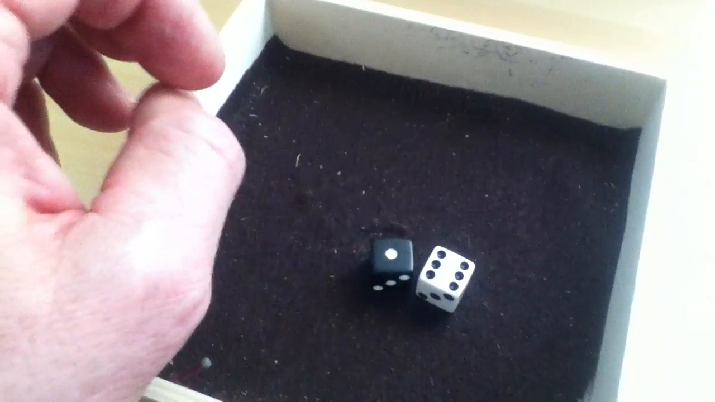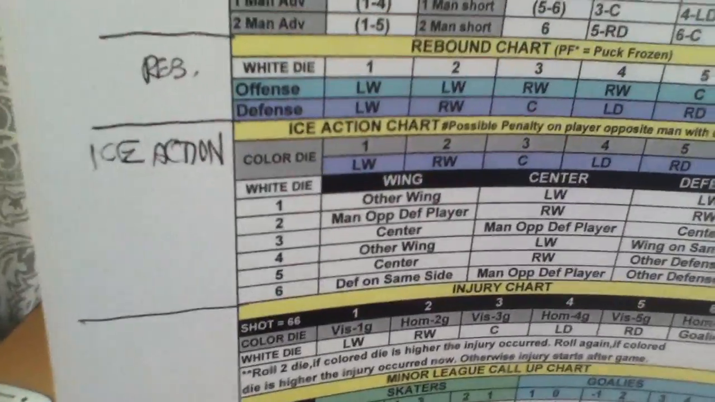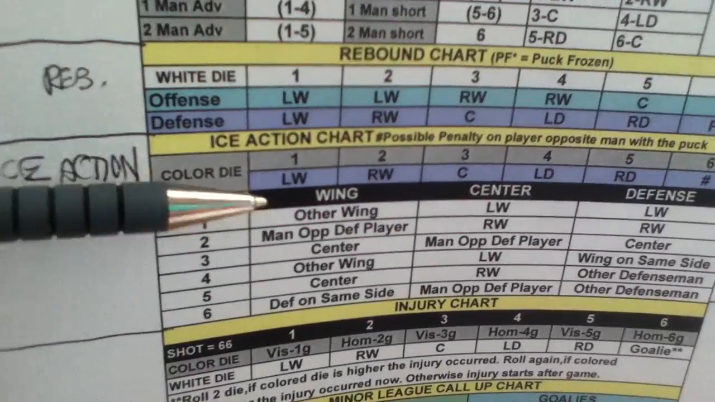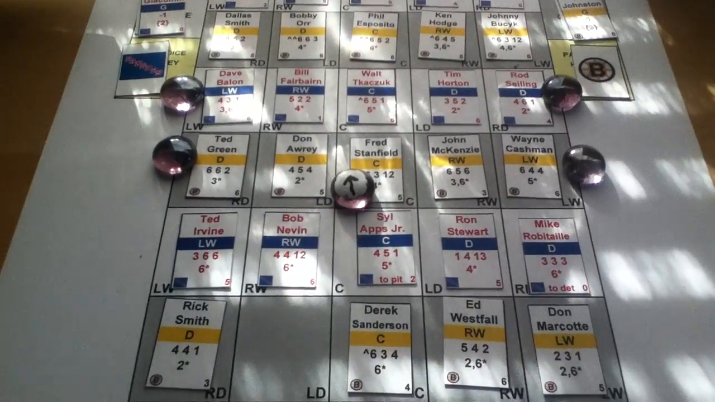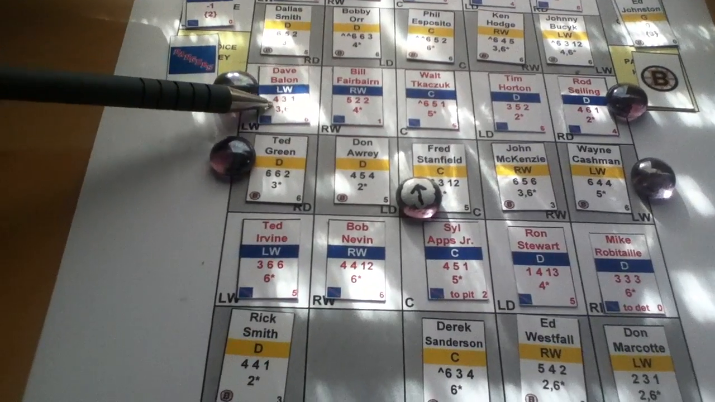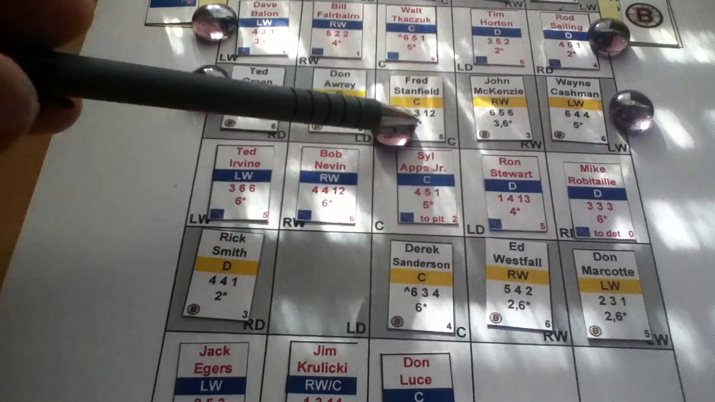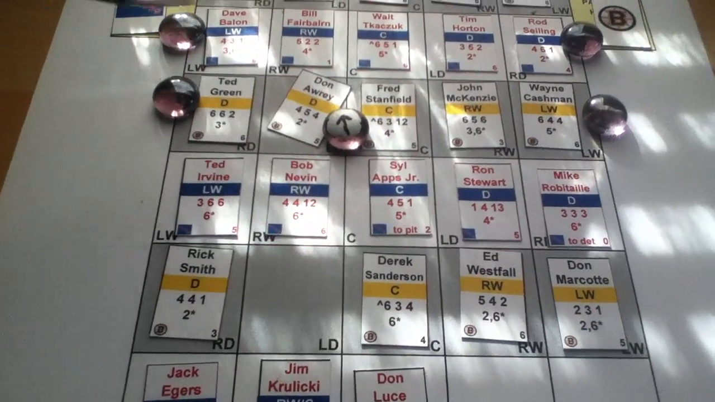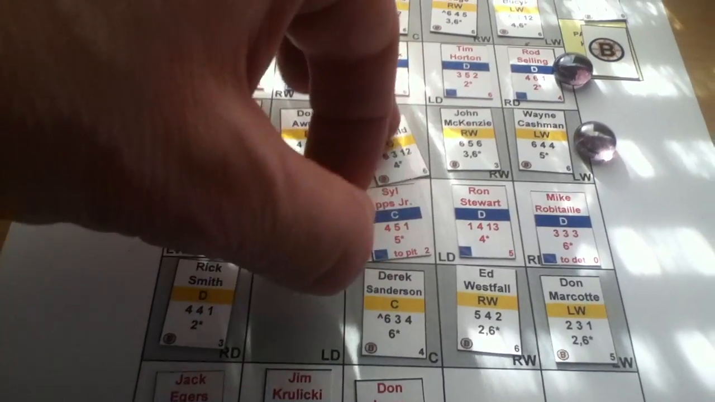Okay, and so you look at the black number is a 1. And so when you look on the ice action chart, the black die tells you who the defender is going to be. So in this case, it's the left wing on the other team. So that's Dave Balin, and Balin's defensive rating is a 3. Stanfield's offensive rating is a 6. So that means that it's going to be a shot for somebody on Boston.